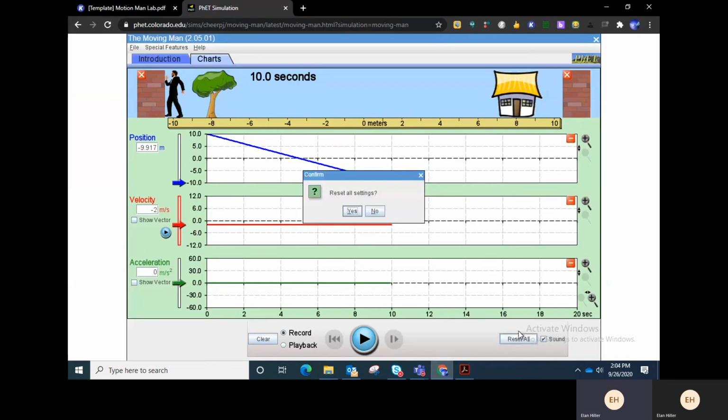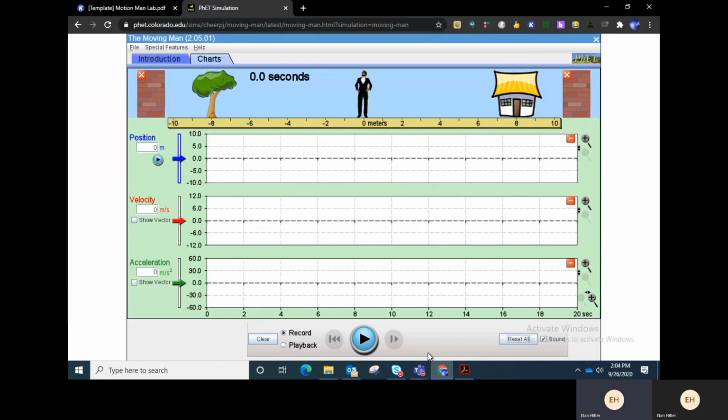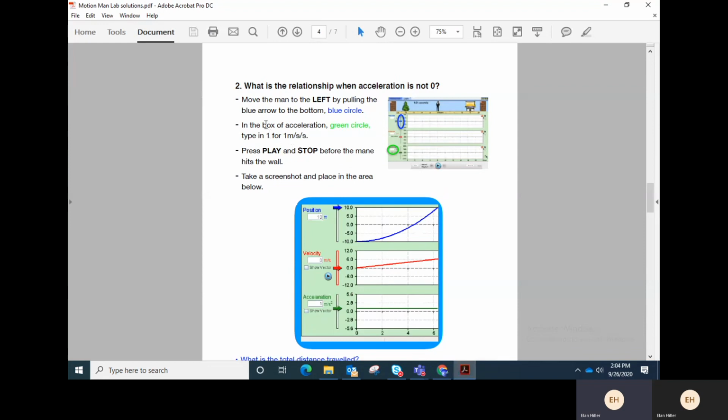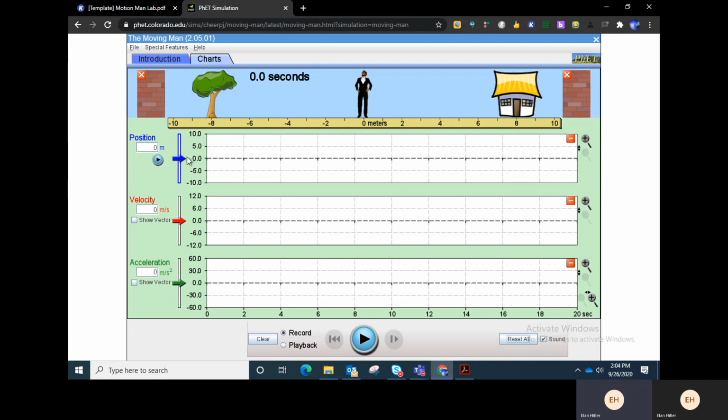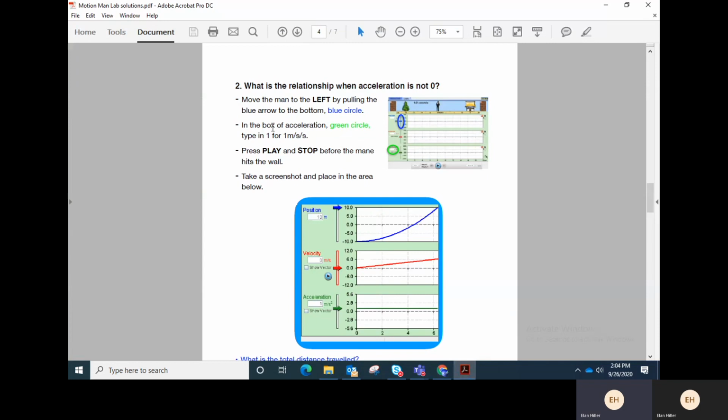Do that. Let's reset. Okay, everything is reset. Then what we're going to do is move the man all the way over to the left, to the far left. So put the blue arrow all the way down, get him to the far left. And then we're going to type in the acceleration box, right where the green circle is here. We're going to type in the number 1 for the acceleration of 1 meter per second, or 1 meter per second squared.